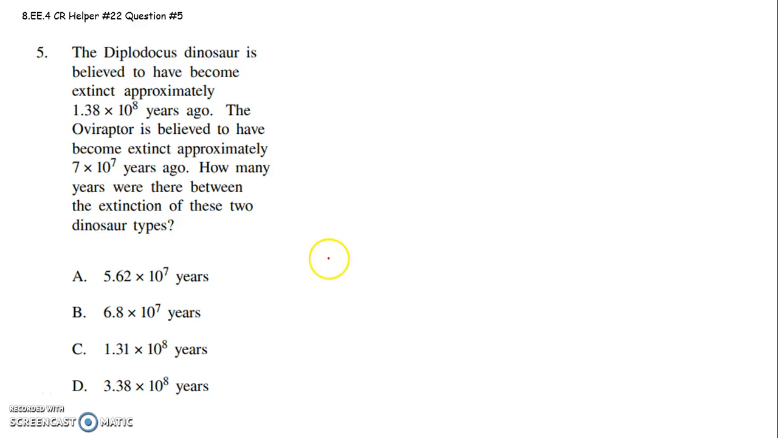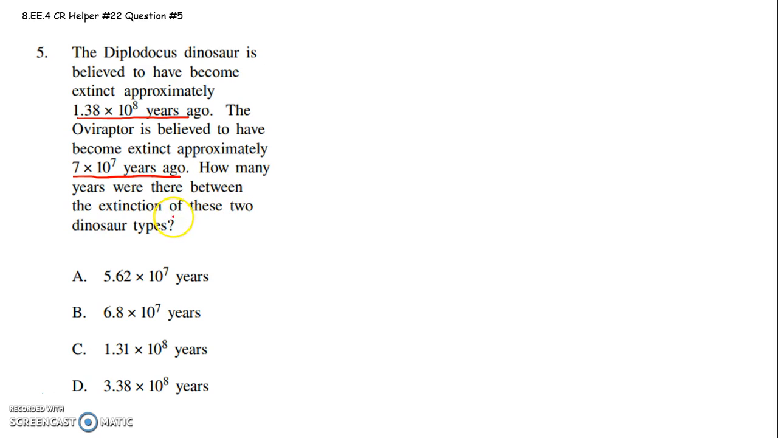Eighth graders, this is to help you with question 5 on CR 22. It says the Diplodocus dinosaur is believed to have become extinct approximately 1.38 times 10 to the 8th years ago. The Oviraptor is believed to have become extinct approximately 7 times 10 to the 7th years ago. How many years were between the extinction of these two types of dinosaurs?